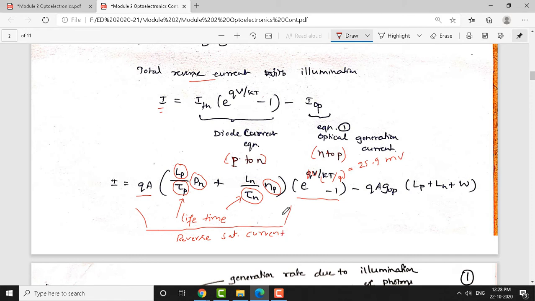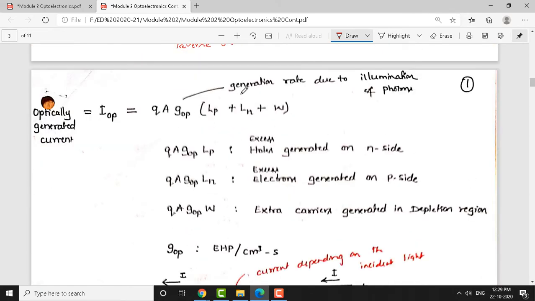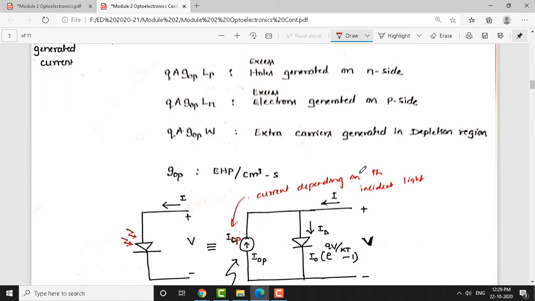Due to the reverse bias, you have to use Np and Pn here, and the minus sign is applicable for the entire term. Within that we have the reverse saturation current, minus Qa times GOP times Lp plus Ln plus W. Next, you can see this is the total current, as we have already explained.